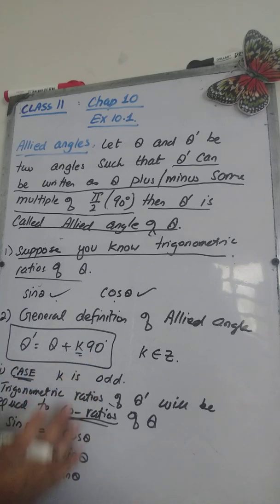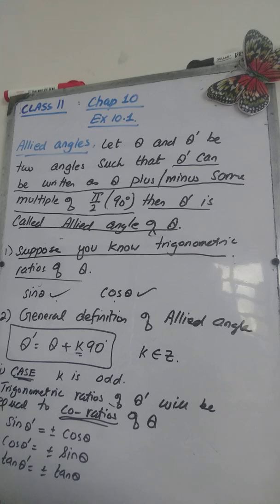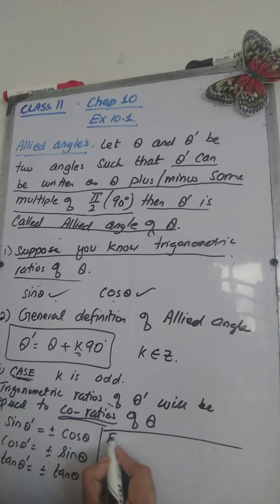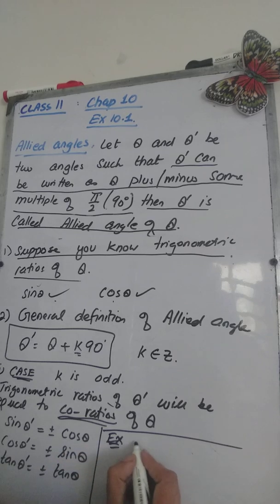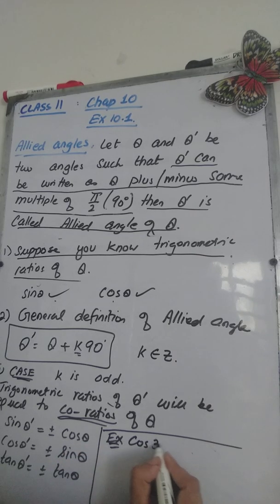This is the situation when k is odd. Now what if k is even? As an example of this, let us take, for example, that you want to find cos of 315.